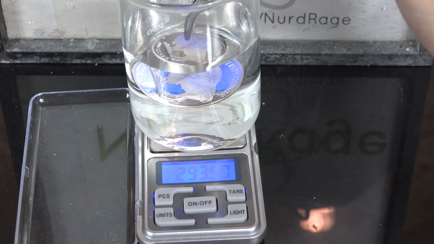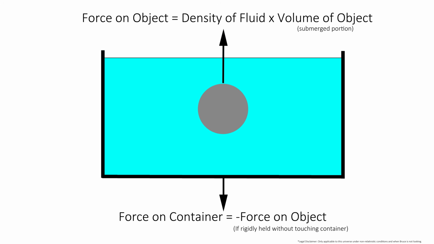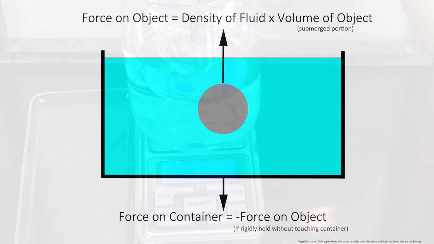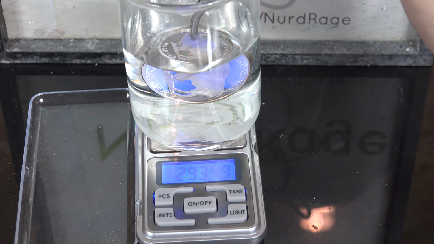If you submerge the solid in a liquid and rigidly hold it from sinking or floating, then the solid will experience an upward buoyant force that is equal to the weight of the liquid that it displaced. And by Newton's third law, the container of the liquid itself will experience an exactly equal downward force. The important part is that this is completely independent of the mass of the solid. It's only dependent on the volume as long as you rigidly hold it. So we can measure the volume by using a liquid of known density.